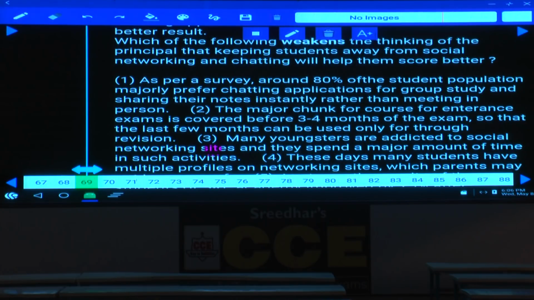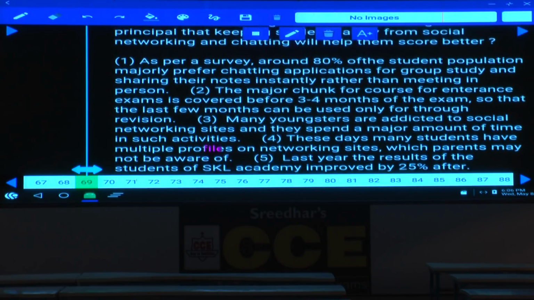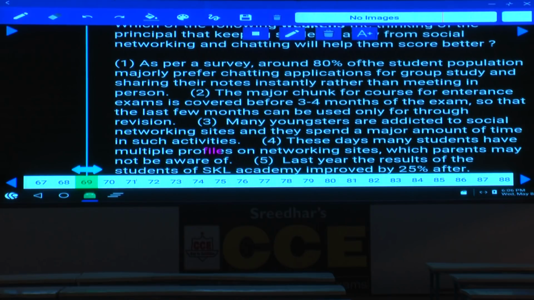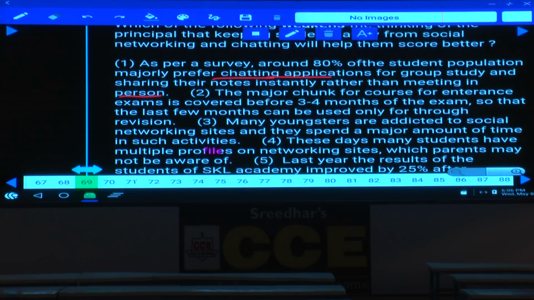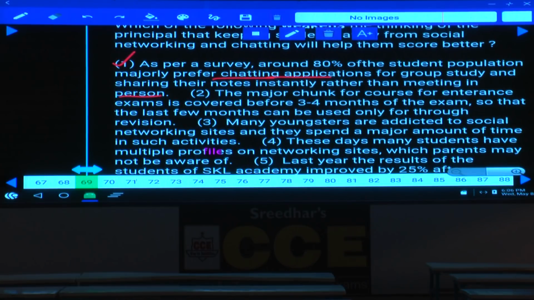That means directly contradicting the above statement. Then as per a survey, around 80% of the student population majorly prefer chatting applications for group study and sharing their notes instantly rather than meeting in person. Now by using these chatting applications, is there any advantage for the students or not? Yes, hence 1 is the answer.